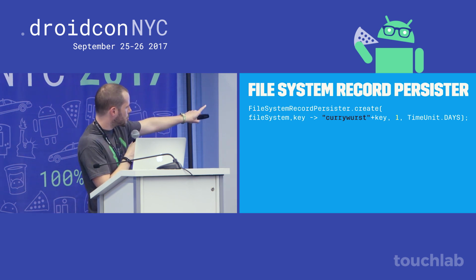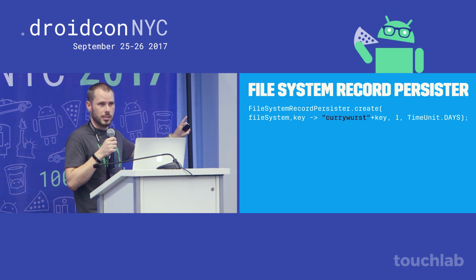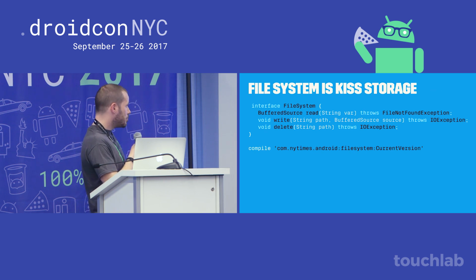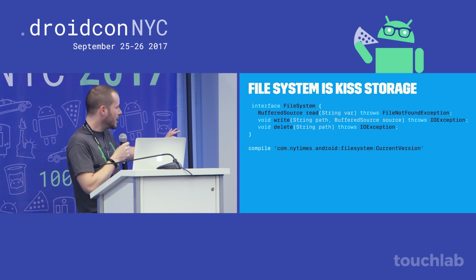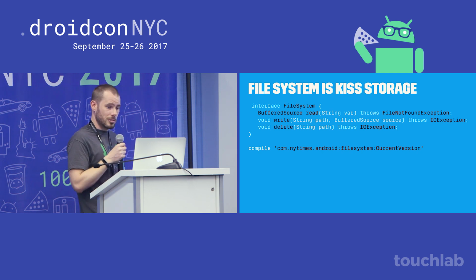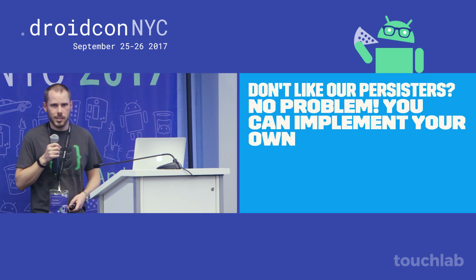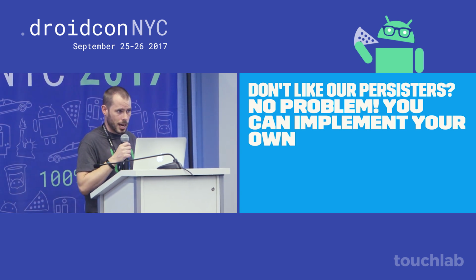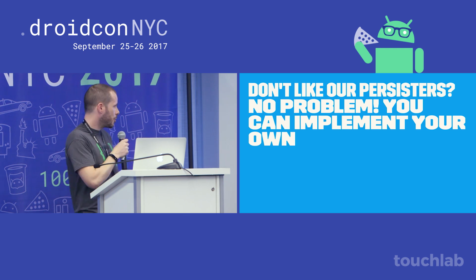We have a currywurst plus the key, and we can specify the caching policy. How long will it live on disk before it becomes stale? And it's keep it simple, stupid storage. We have these basic methods that are implemented, and we provide it as a module if you wanted to use it. And if you don't use it, you can certainly write your own. It doesn't have to be file system. It could be Realm. It could be SQLite. It could be any other type of storage, Room, so on and so forth.